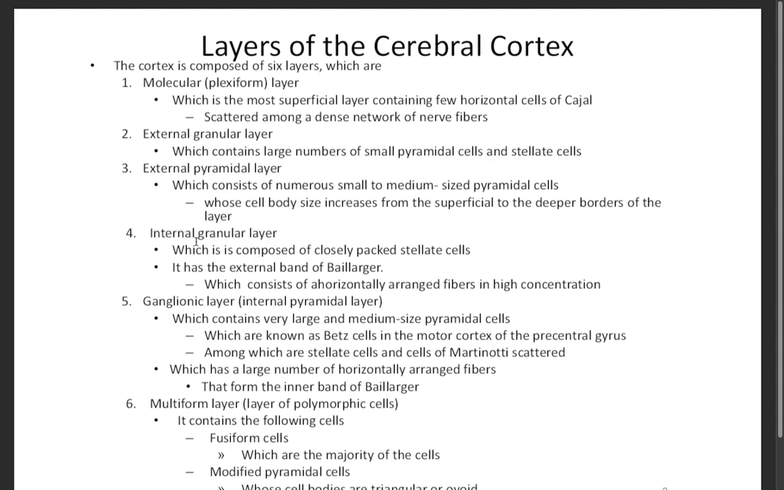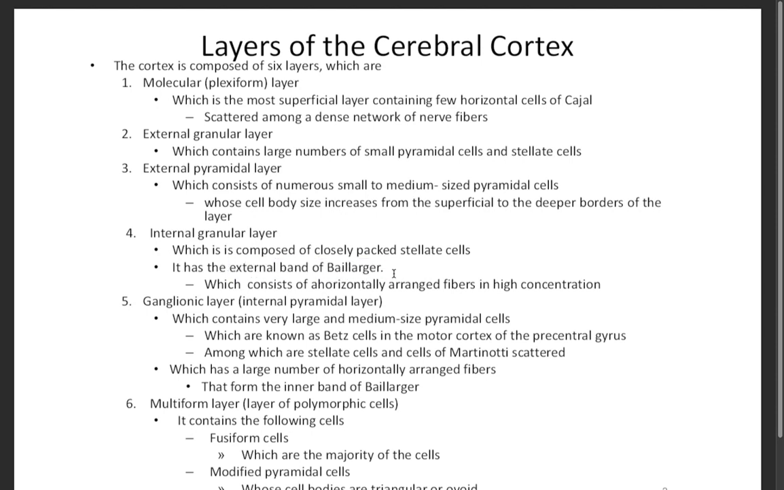Fourth, the internal granular layer. Be aware that the second one is the external granular and the fourth is the internal granular layer. It is composed of closely packed stellate cells. Compared to the second layer containing stellate cells, in here they are very closely packed, and it has the external band of Baillarger.